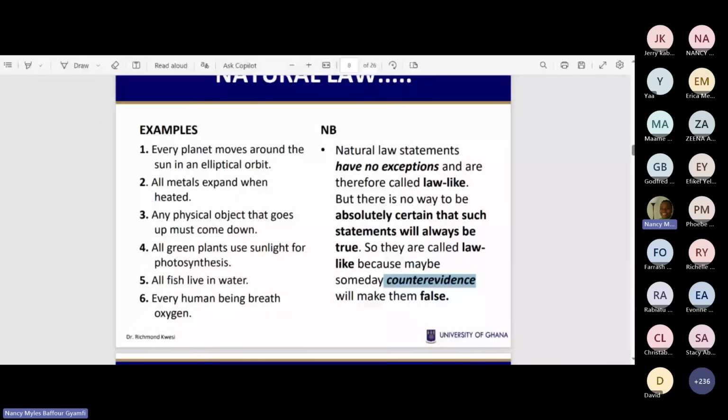They can fail means you may get a fish that does not live in water. May. The metals one has already been falsified. There are metals that will not expand, no matter how you heat them. Listen, every planet moves around the sun. You could discover a planet that will not move around the sun too. When you discover that planet, are you going to arrest the planet? So you should see that empirical generalizations admit of what? Possible counter evidence. We don't expect it to have an exception, but they may. And when they happen, we change the law, we revise our inadequacy.